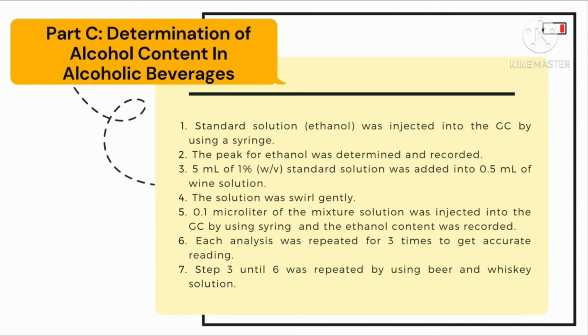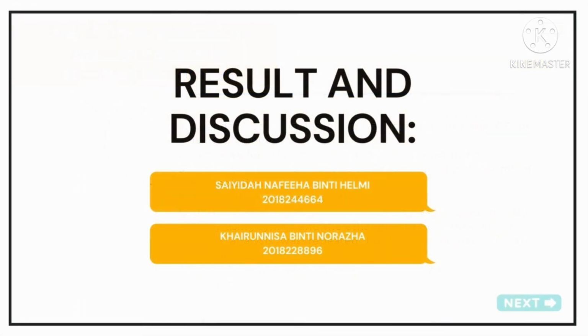Number 3, 5 ml of 1% standard solution was added into 0.5 ml of wine solution. The solution was swirled gently. 0.1 microliter of the mixture solution was injected into the GC by using a syringe and the ethanol content was recorded. Each analysis was repeated 3 times to get accurate readings. Steps 3 until 6 were repeated by using beer and whiskey solution.